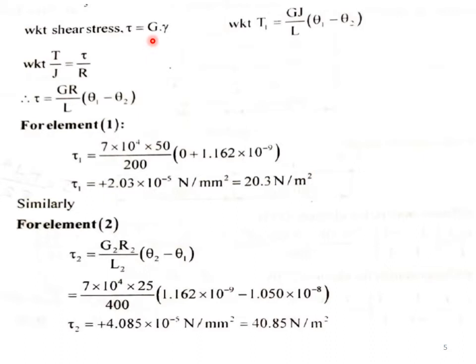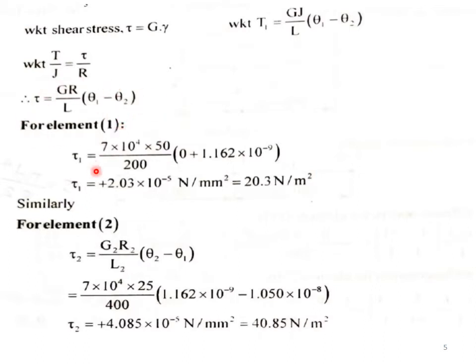Now to find the shear stress, we know that T by J is equal to tau by r. So tau is equal to G R by L into theta 1 minus theta 2. This is how we get it. Similarly, T1 is equal to G J by L into theta 1 minus theta 2. So this is for the general result.